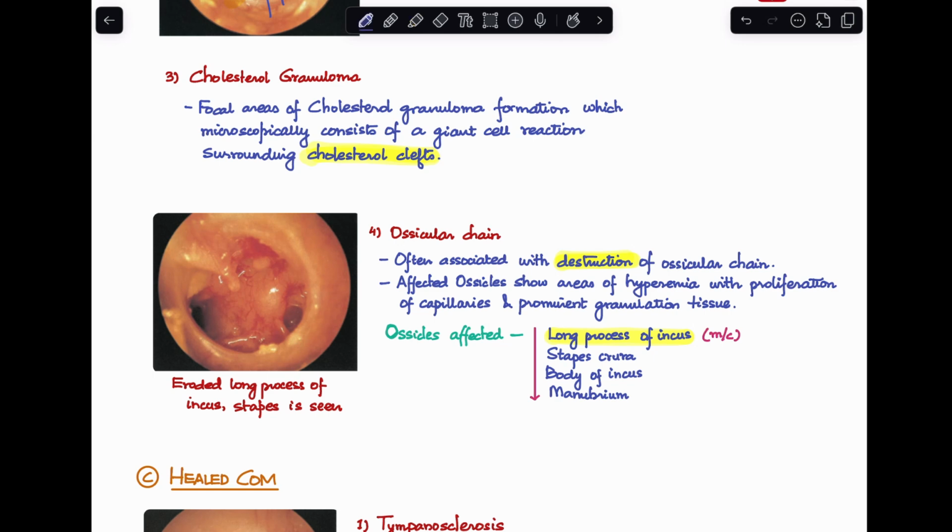In the image over here, you can see that there is an eroded long process of incus, and you can see the stapes over here. So these are all the pathological changes you see in the active mucosal type.